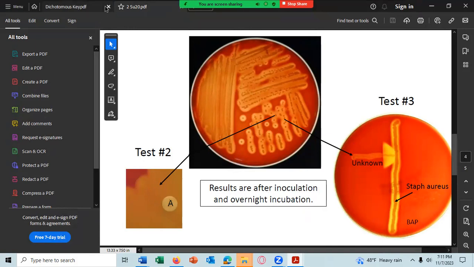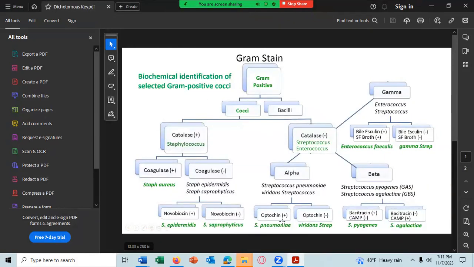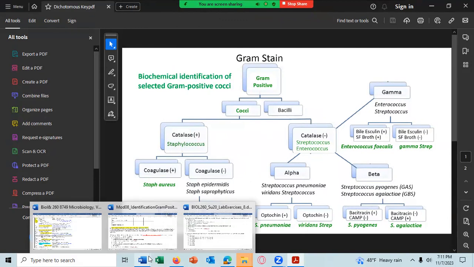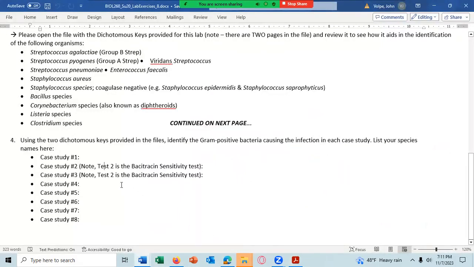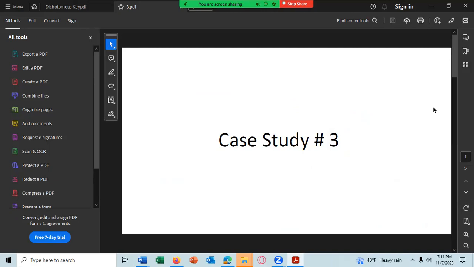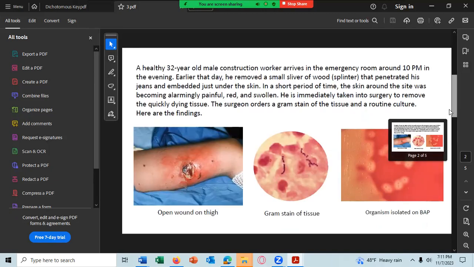If not, let me briefly look at case study 3. Close that if I can. There we go. Use this key to answer what the specimen is. On case study 3, the test, which is unnamed, is also the bacitracin sensitivity test. I'm not going to read through it this time. I'm just going to go through the different tests.